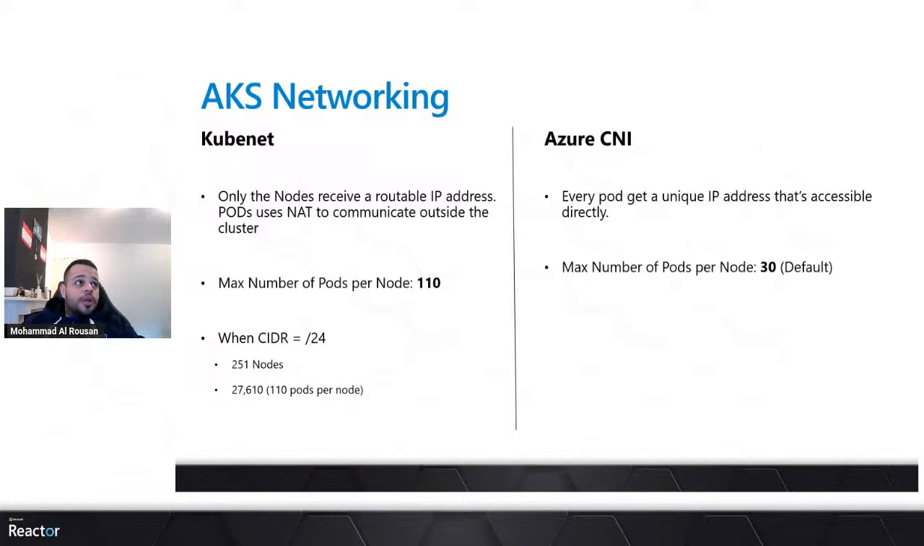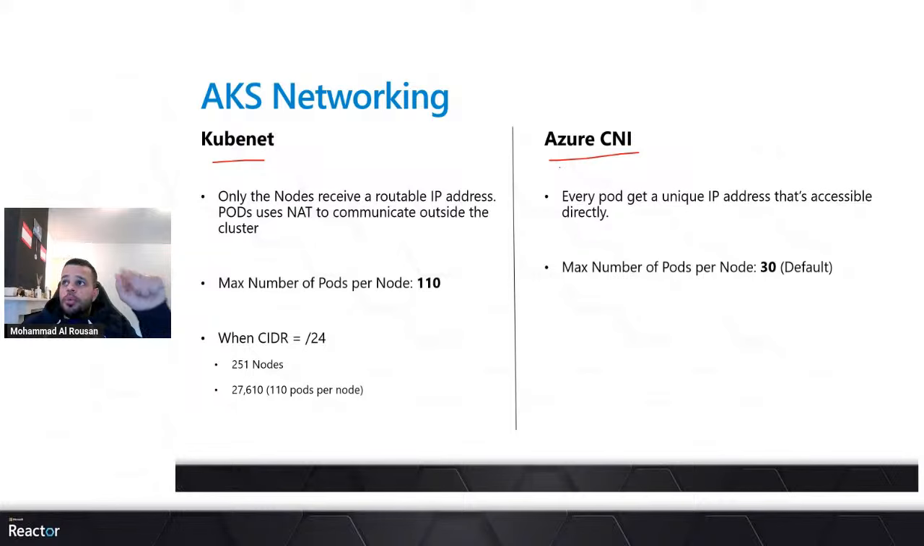AKS Networking. Okay, so there are two plugins in AKS. The first one is Kubenet, the second one is Azure CNI. In Kubenet, only the node will receive a routable IP address, while the pod will receive an IP address from a logically different IP range. So only the node receives a routable IP address, and the pod uses NAT to communicate with other resources outside your AKS cluster.